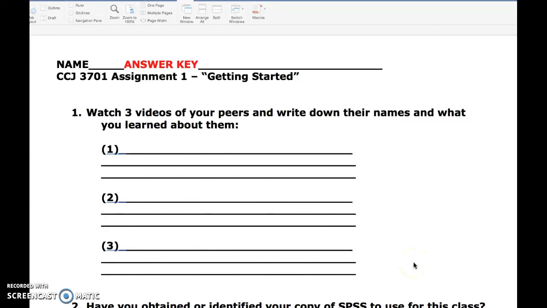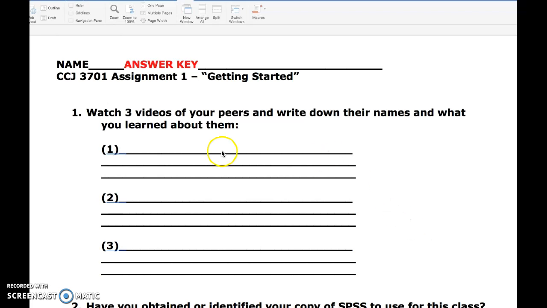Hey everybody, I thought it'd be worth our time to quickly go through the answer key for assignment 1 getting started so you can get some feedback on how you did. Again, I will be extremely generous in the grading. Even if you miss most of these, you're probably still going to score pretty well. So don't worry too much about it, but this is a good chance to review some things.